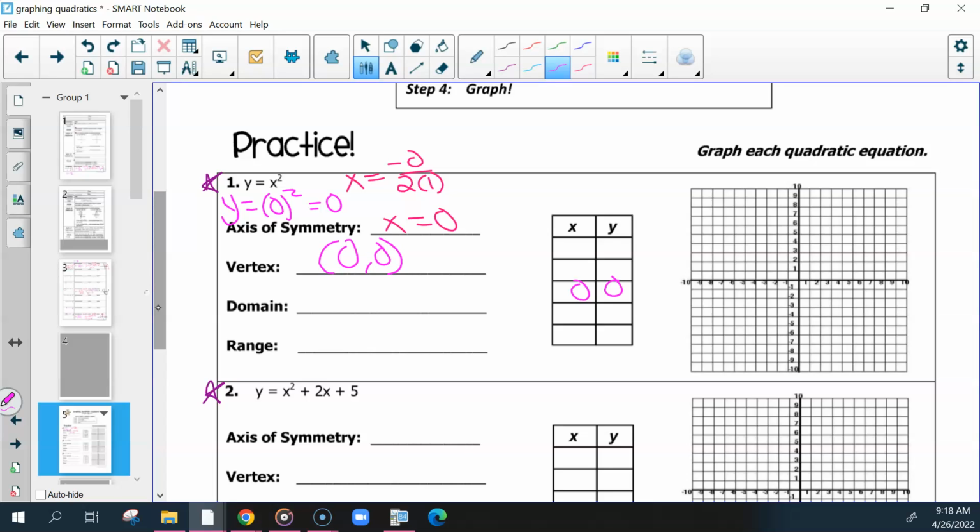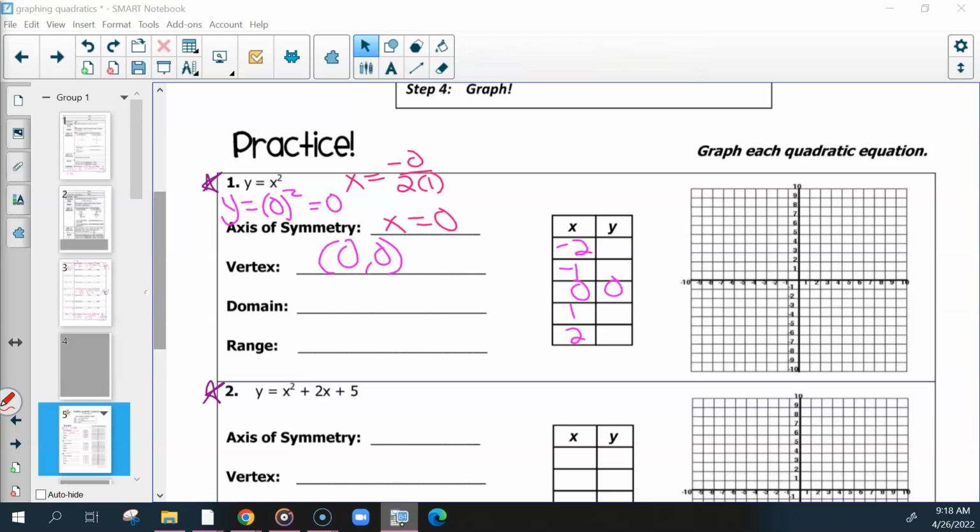For our table, we're not going to fill in values. For our x's, we're going to go backwards and forwards. So backwards would be -1, -2. Forwards would be 1, 2. No matter what the vertex is, you're always going to do that for your x's. For your y values, we could put each one in, but that'd be a little time consuming. We're just going to use our calculator. Have this up, another over here.